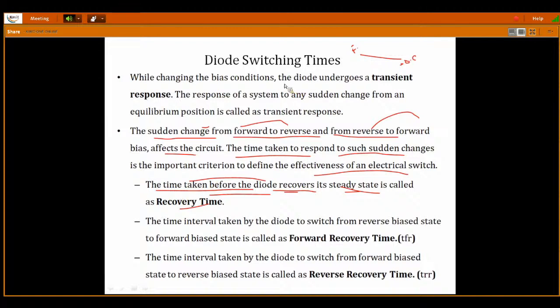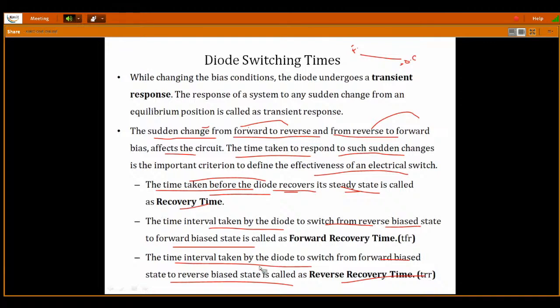Now, what is the forward recovery time, TFR? The time interval taken by the diode to switch from the reverse bias state to the forward bias state is the forward recovery. And the time interval taken by the diode to switch from the forward bias to the reverse bias is called the reverse recovery time. Remember these four definitions in this slide.